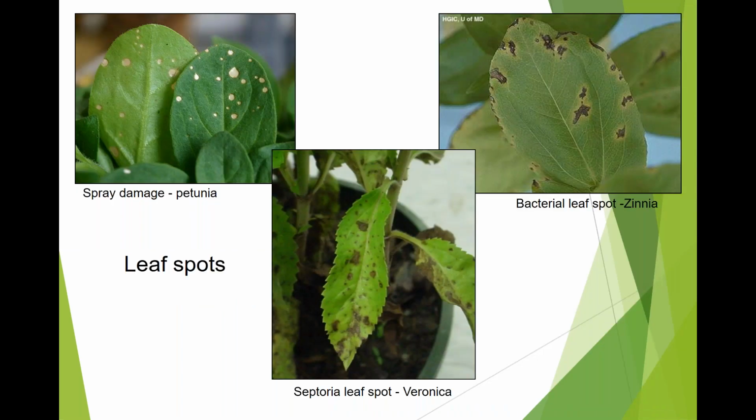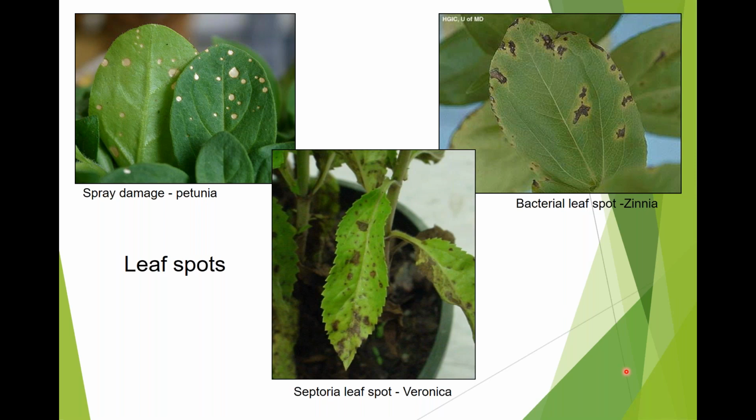Leaf spots, another very common symptom. And leaf spots can be somewhat difficult to diagnose. There's many different causal agents that can cause dead or necrotic areas on leaves. Sometimes the leaf spots are tan in color, like the picture in the upper left there, which is spray injury on petunia leaves. Sometimes they're dark brown, as in the septoria leaf spot, which is a fungal disease on veronica. And sometimes they have yellow halos, which is a bacterial leaf spot on zinnia here in this picture.